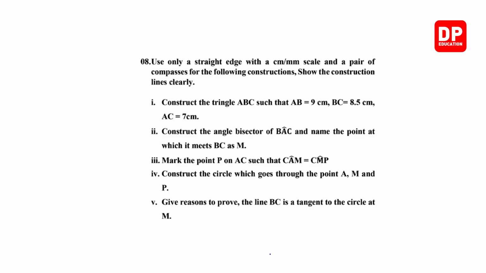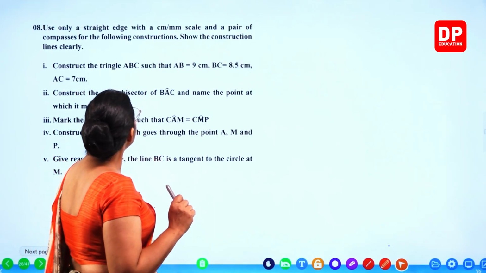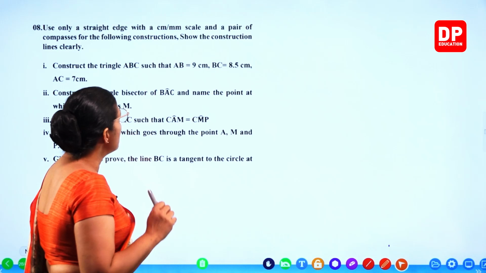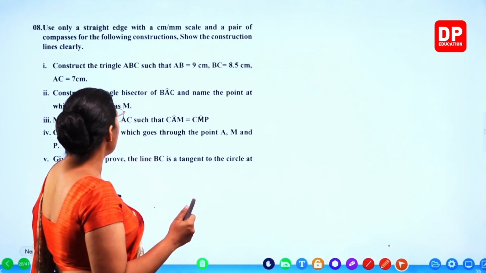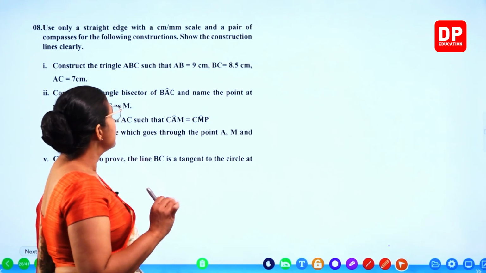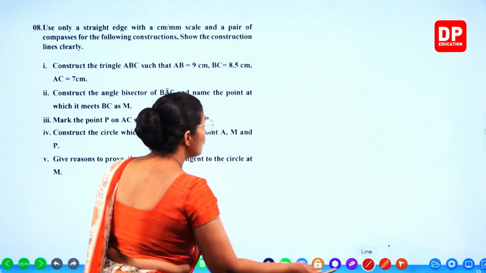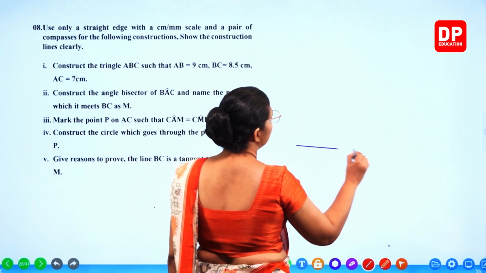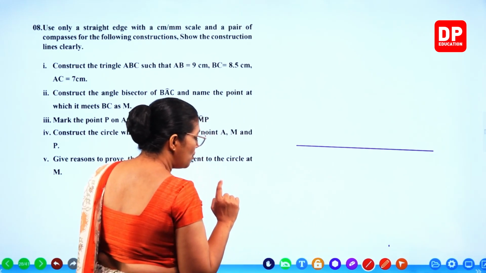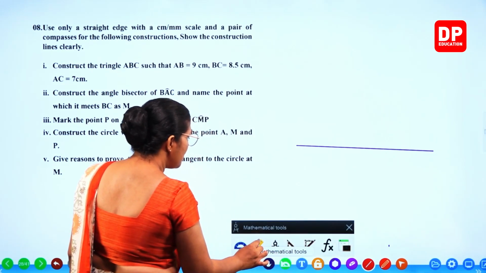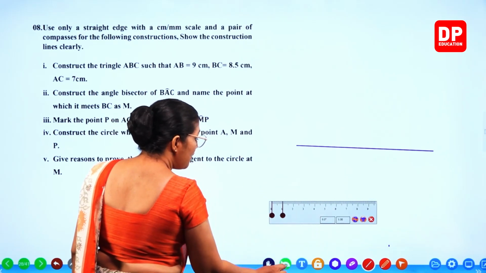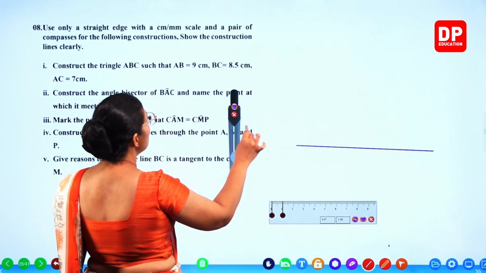It's about constructions. So in the construction question, you can only use the pair of compasses and the ruler. So what they say? Construct the triangle ABC such that AB equals 9 centimeters, BC equals 8.5 and AC equals 7 centimeters. So let's take the longer side first. So 9 centimeters. So take the ruler and draw a line. And then take the ruler and the compass. You have to measure 9 centimeters.